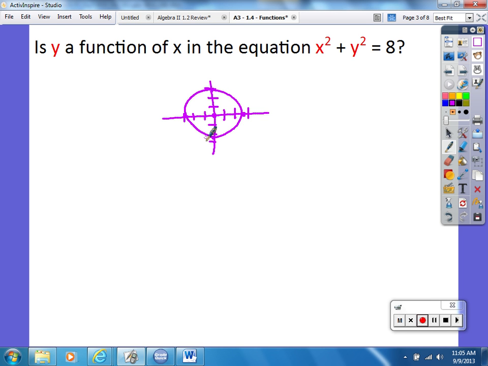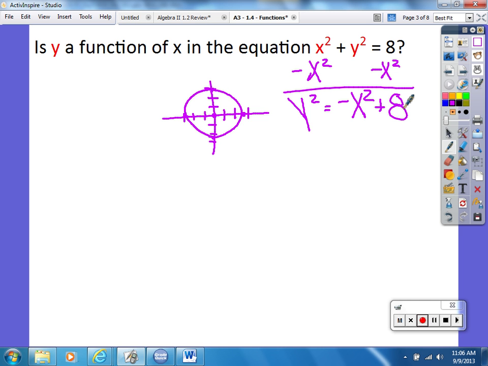No. Now, let's say that you didn't know what that graph looks like. So what letter could you solve it for? Y. We always solve an equation for y. So let's do that real quick. I'm going to subtract x squared. So I get y squared equals negative x squared plus 8.